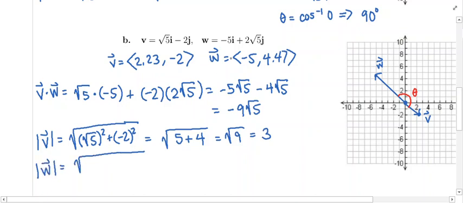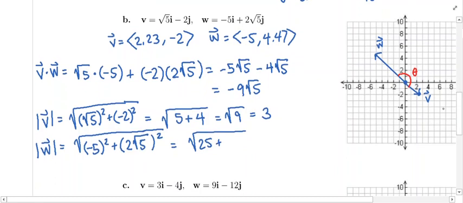Now we get the magnitude of vector W. This is going to be the square root of the horizontal component, so negative 5 squared, plus the square of the vertical component, so 2 square root of 5 squared. Be careful on the simplification process here. Negative 5 squared is positive 25, and then we're adding, when you square 2 square root of 5, you have to do 2 squared, that's 4, times the square root of 5 squared, which is 5. So this is going to be the square root of 25 plus 20, which is the square root of 45.